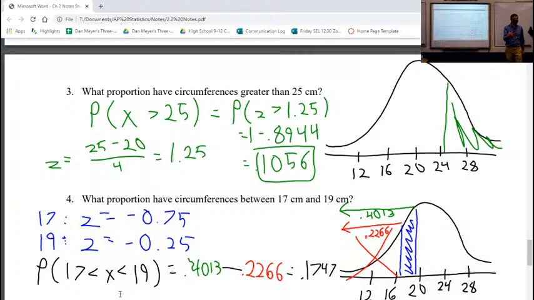So again, if we want between two values, we're going to take everything to the left of the rightmost value and subtract everything to the left of the leftmost value. Because that'll take away the stuff over here on the left side we don't want, and just be left with the stuff in the middle. Questions on that? Ready for the calculator? Let's do the calculator.